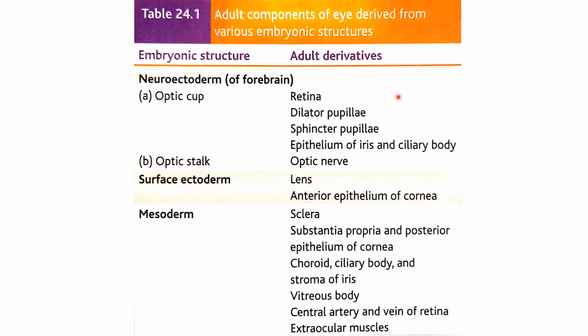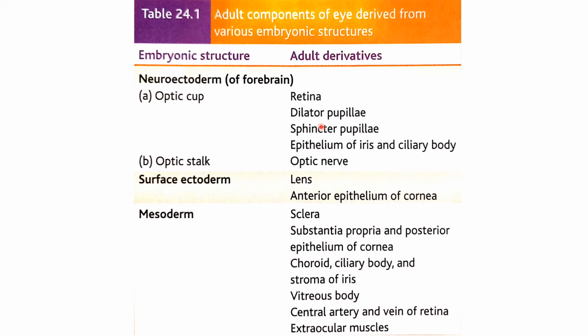Now let us see what components of the eyeball have developed from the embryonic structures. The embryonic structures that give rise to the components of the eyeball are mainly the neuroectoderm of the forebrain, the surface ectoderm in that region, as well as the mesoderm. From the neuroectoderm, we have seen how the optic cup and optic stalk are formed. The optic cup gives rise to the retina. It also gives rise to the sphincter and dilator pupillae musculature of the iris.